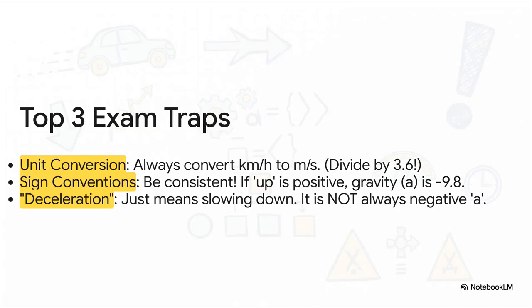And here are 3 more classic traps to dodge. Number 1, unit conversion. Always, always, always convert kilometers per hour to meters per second. Just divide by 3.6, don't forget. Number 2, your sign conventions have to be consistent. If you decide up is positive, then gravity, which pulls down, has to be negative 9.8. And number 3, the word deceleration. It just means slowing down. That's it. It does not automatically mean your acceleration is negative. That depends entirely on your sign convention.